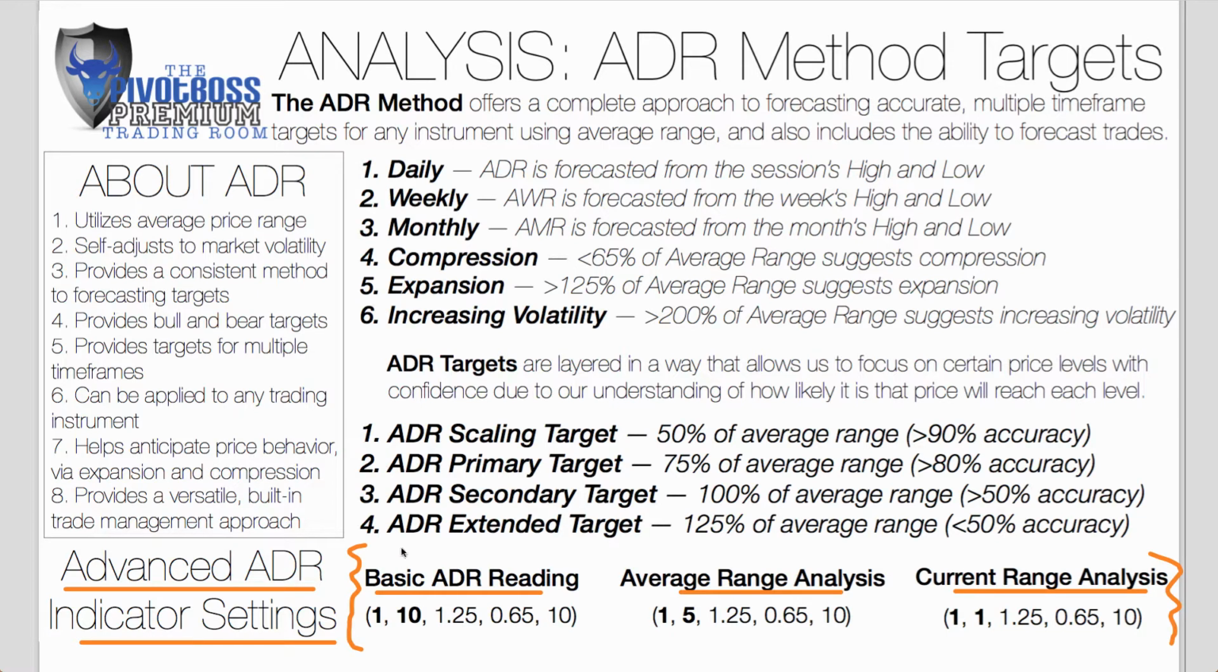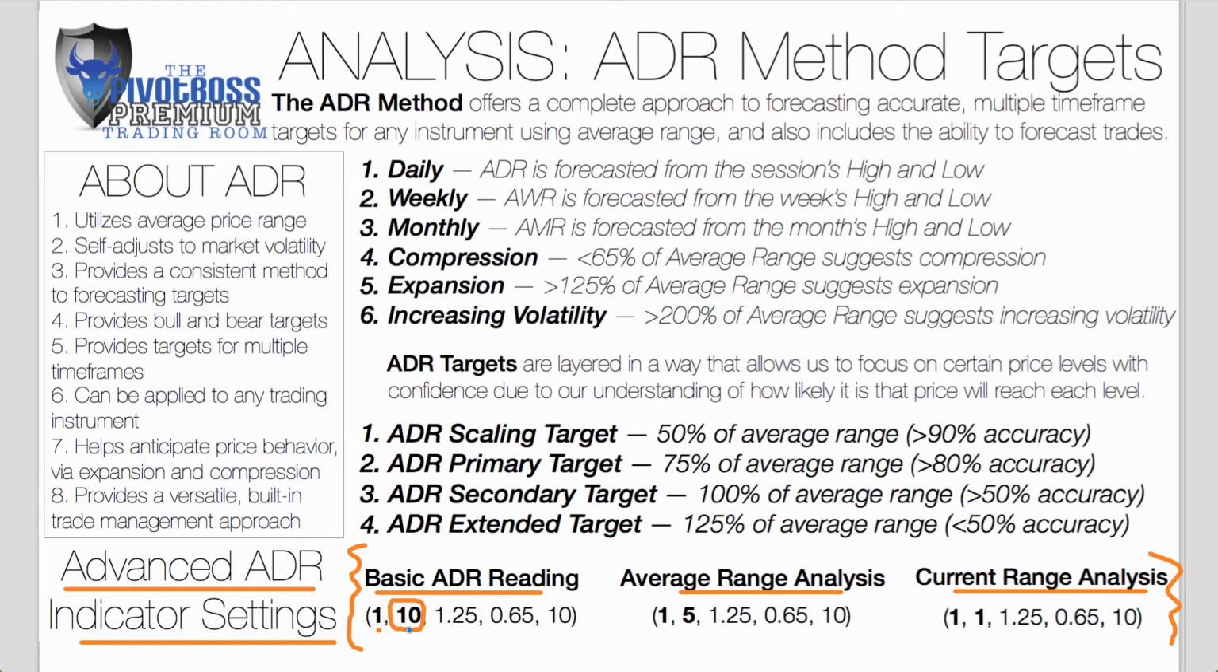So the first one is the basic ADR reading. If you want to do a basic ADR reading, like what's the 1-day average daily range, then this number right here gives you how many days, and this gives you an average number of days that you want to do it for. The rest of these parameters just stay the same for every single scenario, so you really don't have to worry about them, and I'll explain those more later. But right now, what you really want to know about is the 1 and the 10. So the 1 and the 10 are the important numbers.